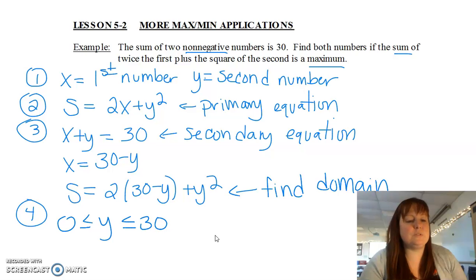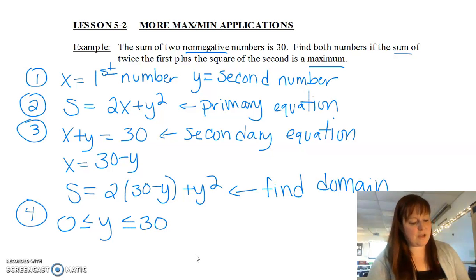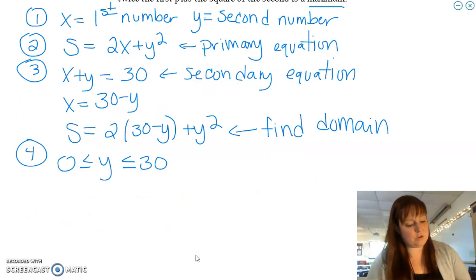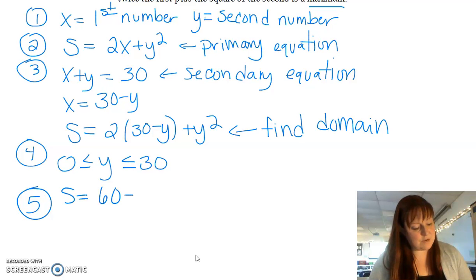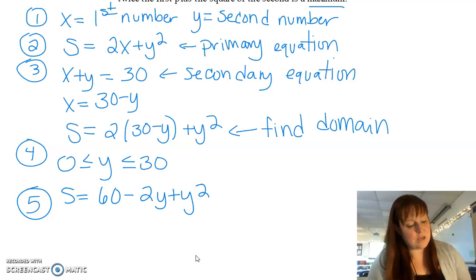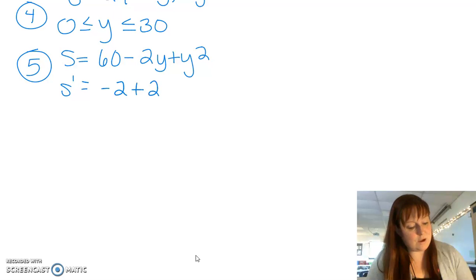So just, we will see why that's important in a minute. All right, so our final step is that we're going to differentiate and find our max and min, or we're trying to find a minimum, right? So we differentiate our equation, and first I'll rewrite it as 60 minus 2y plus y squared. That's our new equation. And then I'm going to go ahead and differentiate that. So s prime is negative 2 plus 2y.